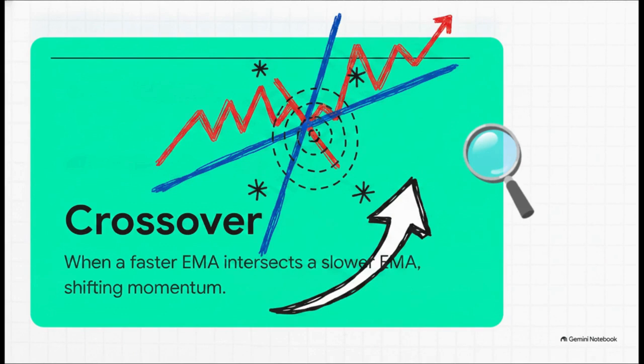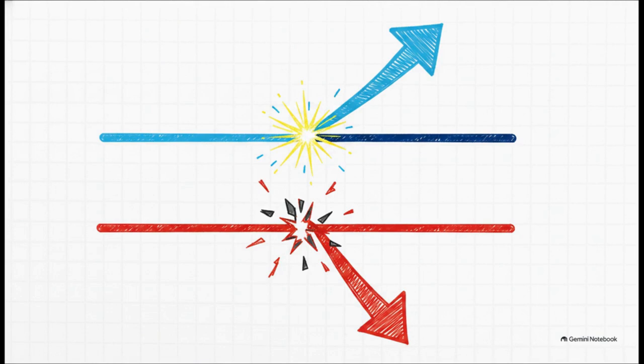This intersection isn't just a visual curiosity, it's a critical event. Crossovers are the actual trigger events that traders look for. They signal a very real mathematical shift in market momentum. The basic logic of a crossover tells a really compelling story. If your short-term fast EMA crosses above your long-term slow EMA, that tells you recent prices are surging higher than historical prices. It signals upward momentum.